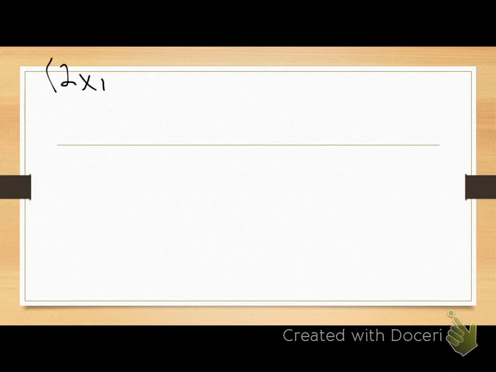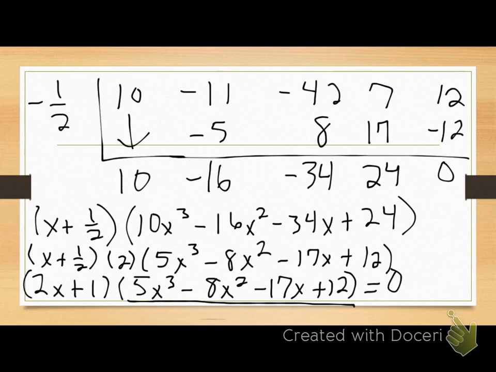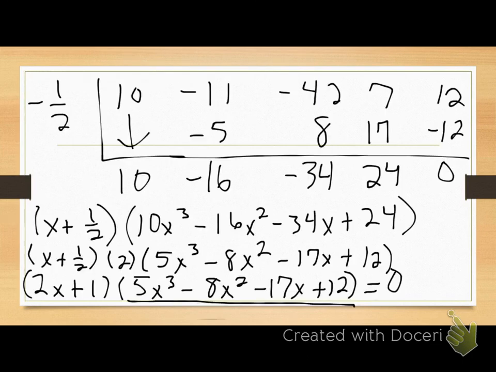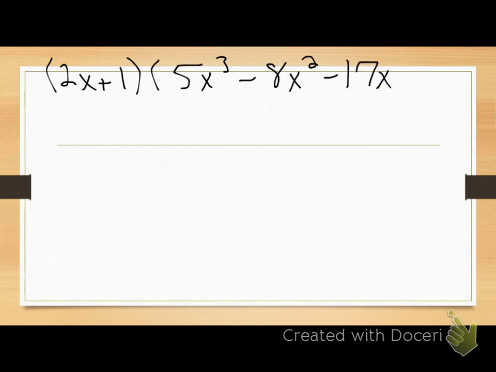So I've got 2x plus 1 times 5x cubed minus 8x squared minus 17x plus 12 equals 0. Whew. Golly. What's it called again? Rational root theorem. So now I've got to list factors of this new constant term 12 and factors of my leading coefficient 5 and start testing things out again. Okay?